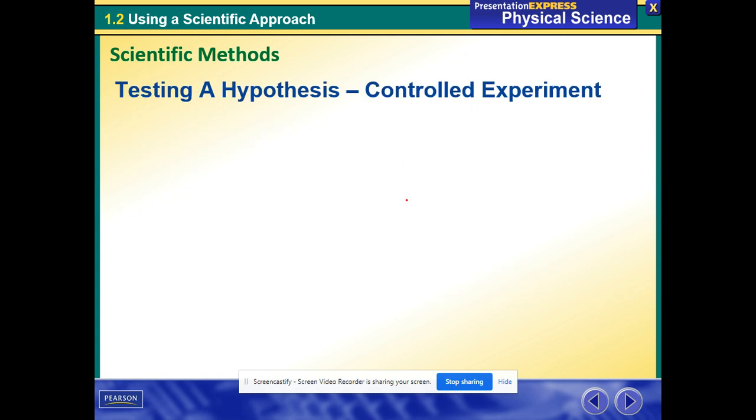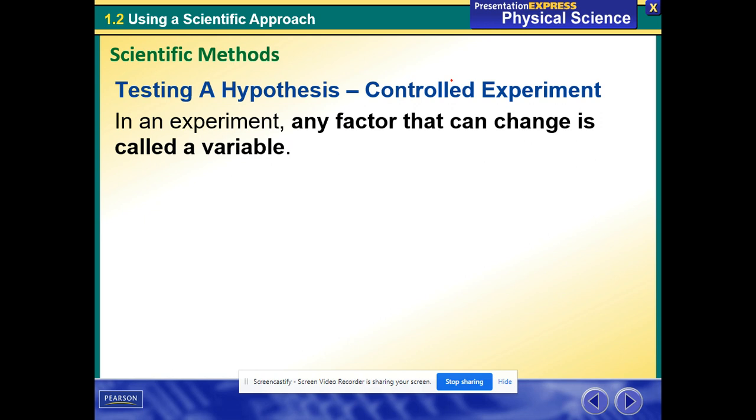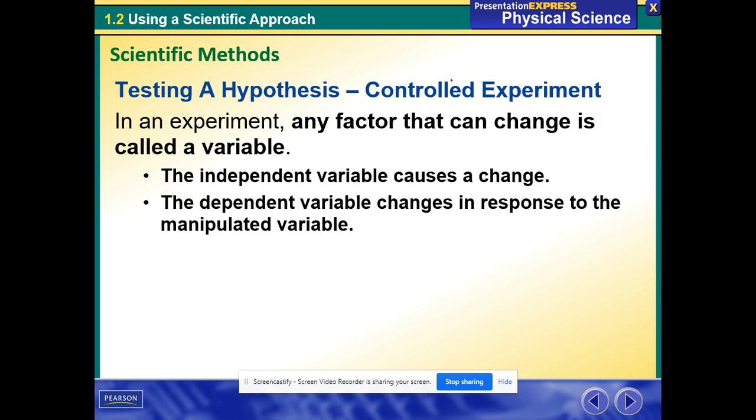Then what you would do is test a hypothesis with something called a controlled experiment. In this experiment, there are a lot of factors that you can change, and these are all called variables. 2 very important variables are the independent variable and the dependent variable. The independent variable is sometimes called the manipulated variable, and that's because this is the thing that you are changing. So the thing you change, or the thing you manipulate.